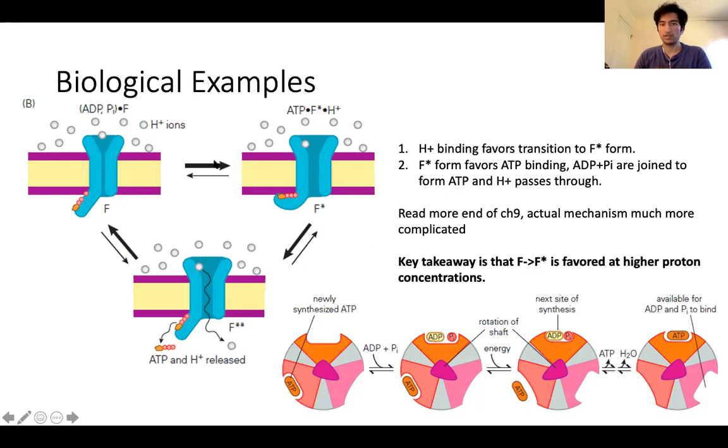The observation that your textbook makes is that you can actually drive the conformational change from the F state to the F star state by having a higher concentration of protons on this side of the membrane. What the example in the book was trying to highlight is that by tuning the concentration gradient of protons across the membrane, you can shift the equilibrium of this happening. That's ultimately how ATP is phosphorylated and recycled inside the cell. If you want to read about this in more depth, about the actual mechanism and the intricacies involved, a lot of this is at the end of chapter 9.